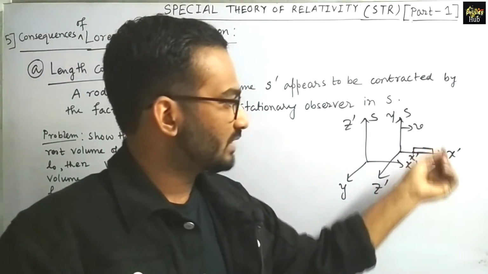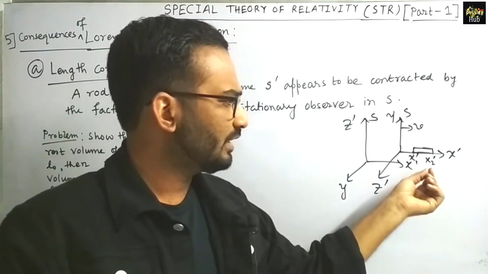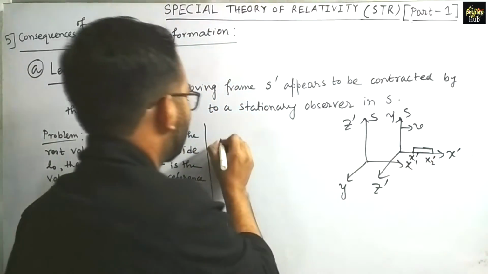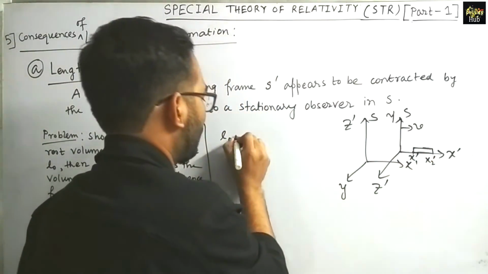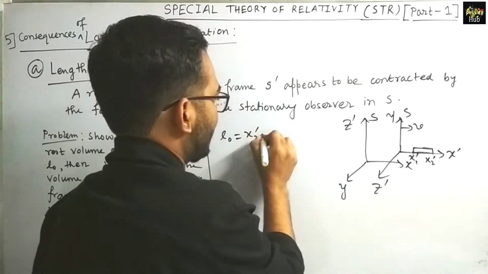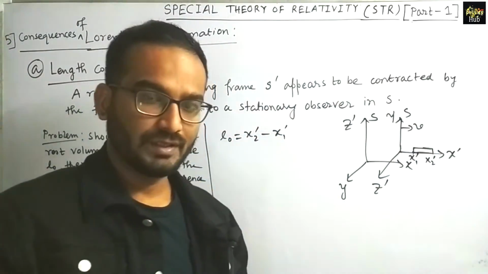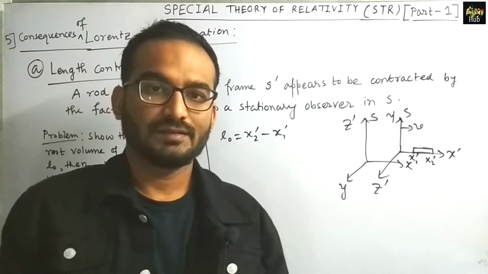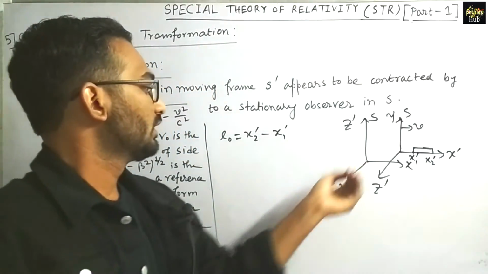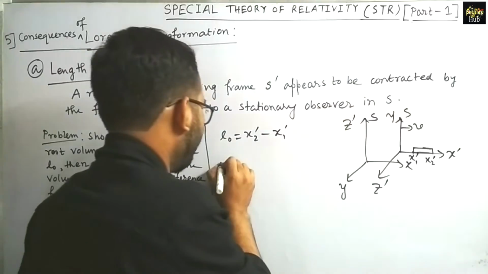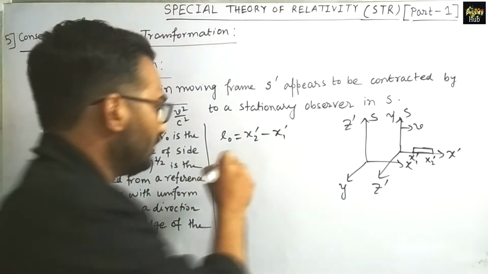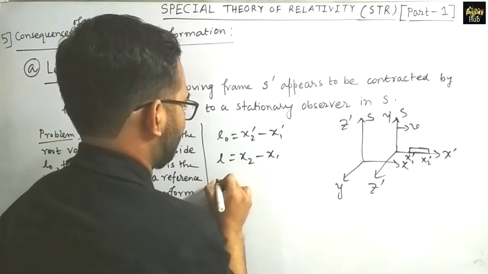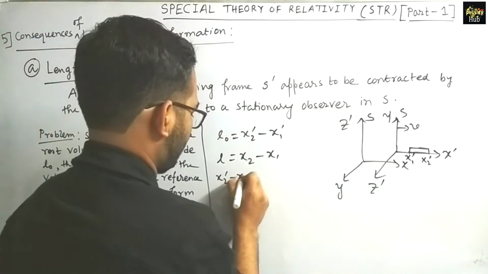Now this rod is placed in the prime frame. Okay, so what will be the proper length of this rod? Suppose the proper length of this rod is L0, which will be equal to x2 prime minus x1 prime. Okay. Now let's suppose the length in the S frame is given by L. Now what will be L? L will be given by x2 minus x1.